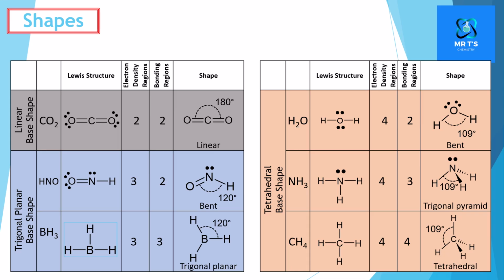Now it's really important that we remember that four electron density regions will always make a tetrahedral base shape, and then remember that the 4, 3, and 2 will make different shapes depending on the number of bonding regions they have.